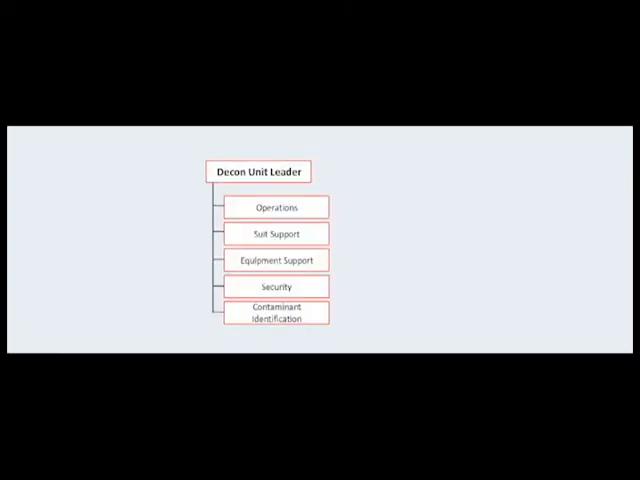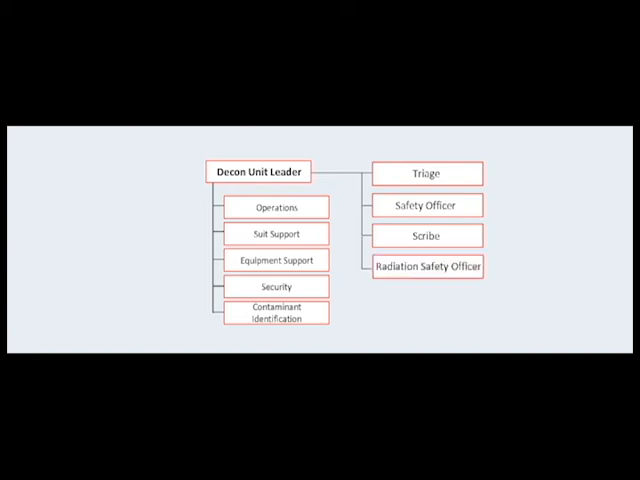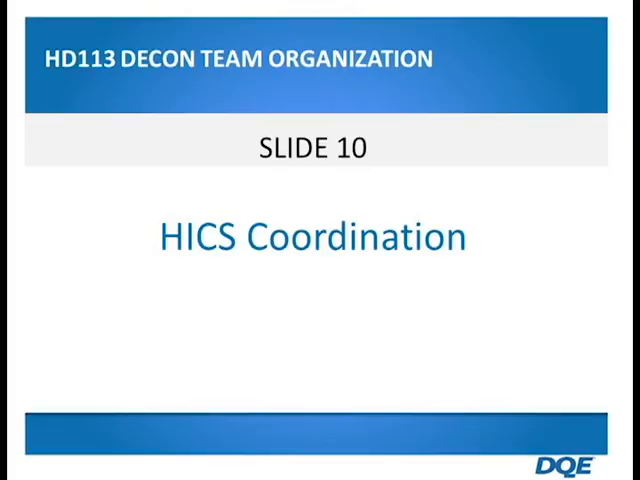The emergency decontamination team is not limited to these positions. As additional tasks are identified, the ICS can be expanded to accommodate those sectors. For example, in multiple casualty situations, a triage and safety officer should be designated as well as a scribe to document all activities. In radiological events, a radiation safety officer should be involved.